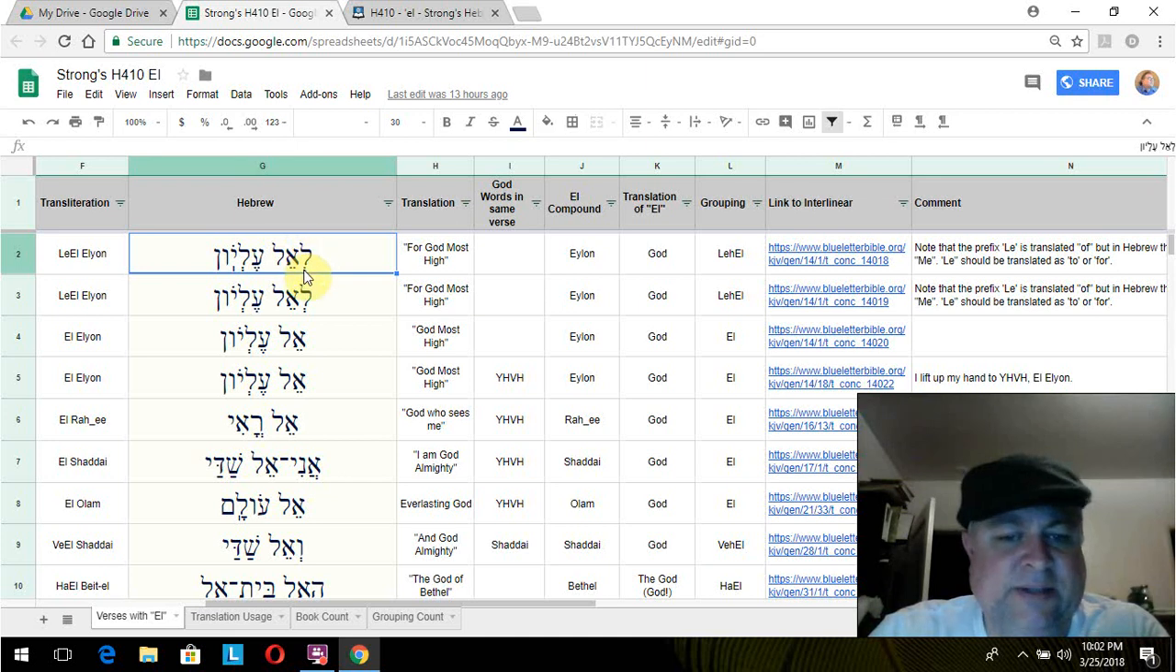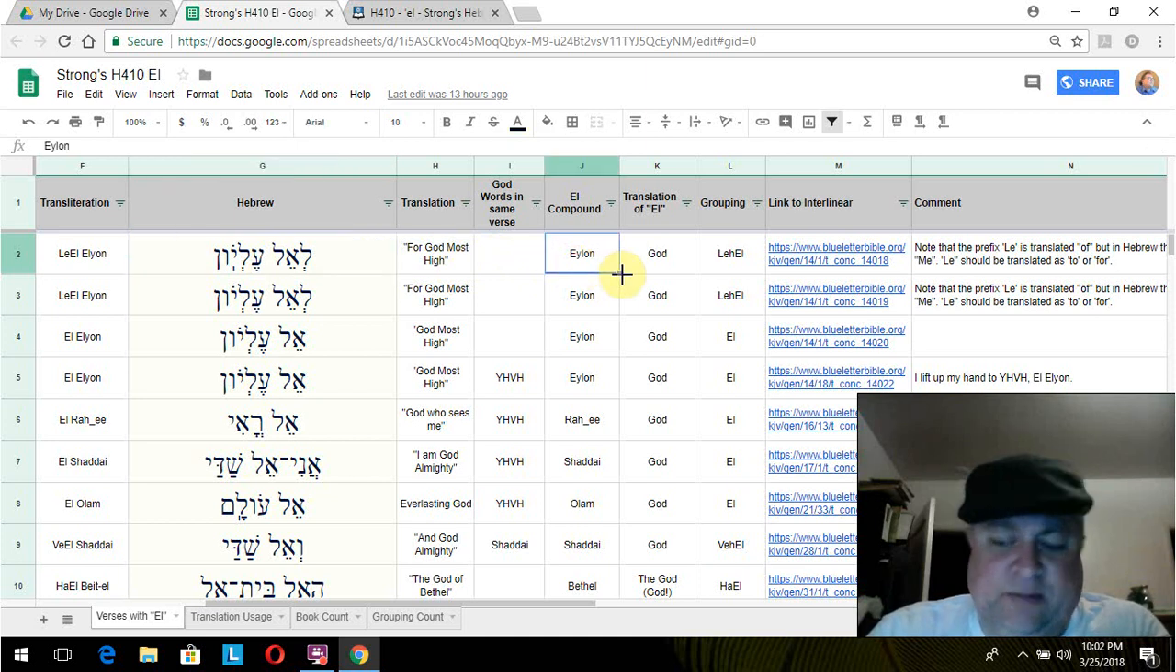And you'll note the Lamed character as a prefix to the title El, which in this case is just signifying for God. Le'el, for God. And then Most High, Elyon. Now we're looking at a two-part title. The first part being El, the second part being Elyon.